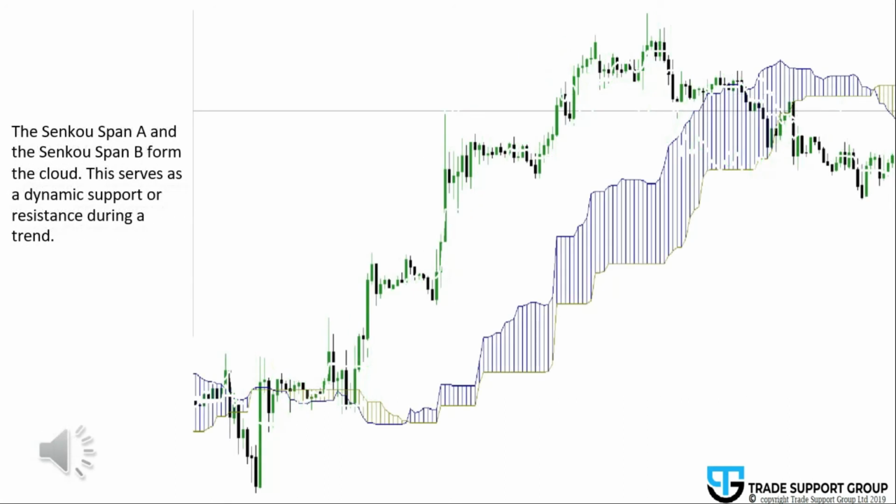The last set we'll take a look at are Senkou span A and B. These form the cloud. The cloud serves as a dynamic support or resistance during a trend. The cloud, Kumo in Japanese, provides support and resistance levels, and this is done 26 periods into the future and helps provide information on where support and resistance may form next.